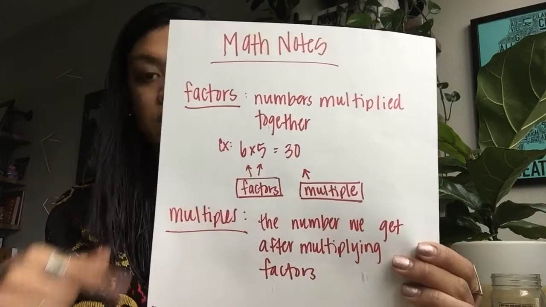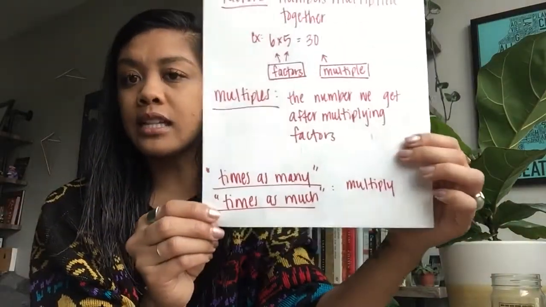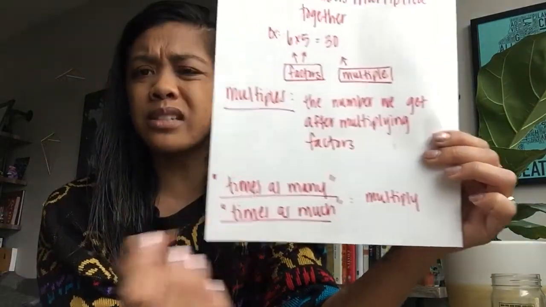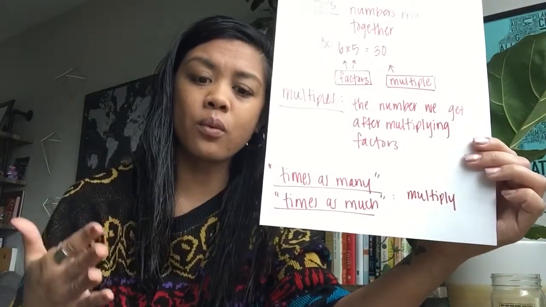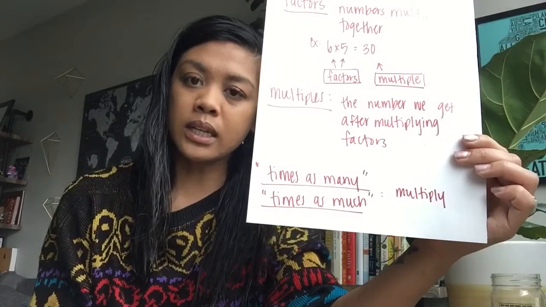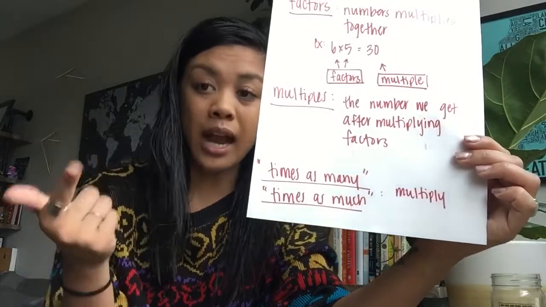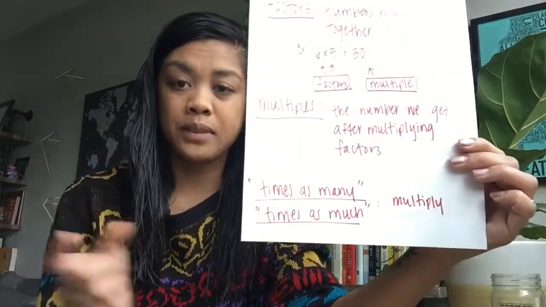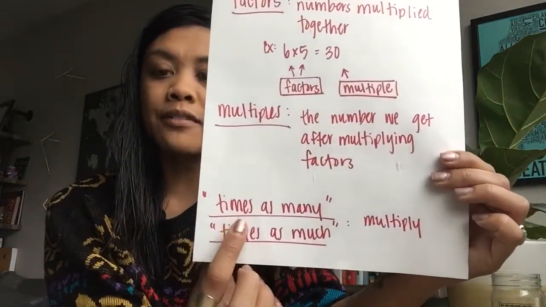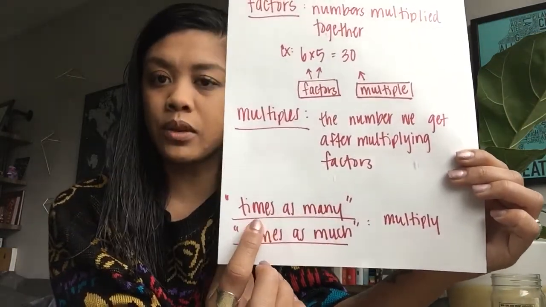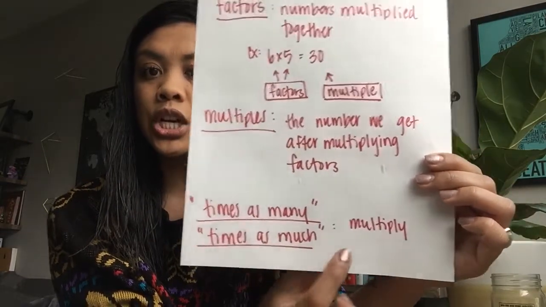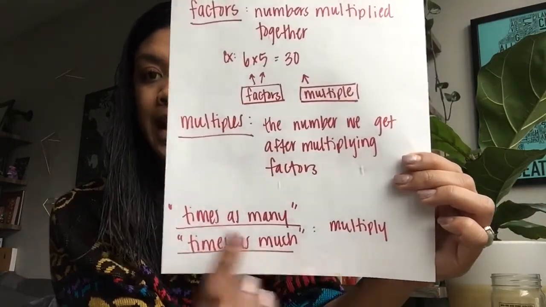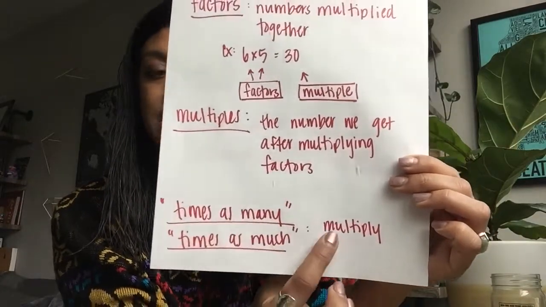For the rest of them, they're word problems. And so for some of the word problems, we need to understand what words in the word problem tell us exactly what math we need to use. We can either add, subtract, multiply, or divide. So anytime in a word problem you see the words times as many or times as much, you're going to multiply. Times as many, times as much tells us to multiply.